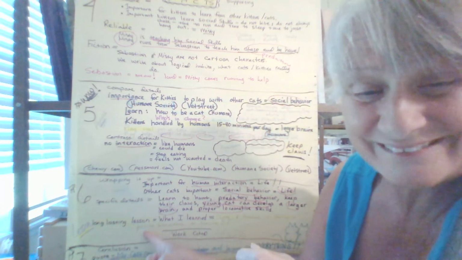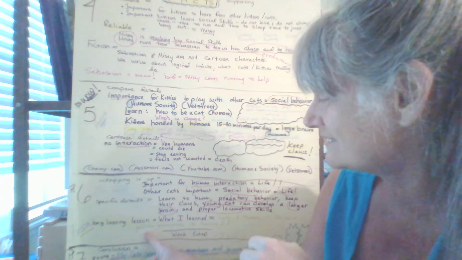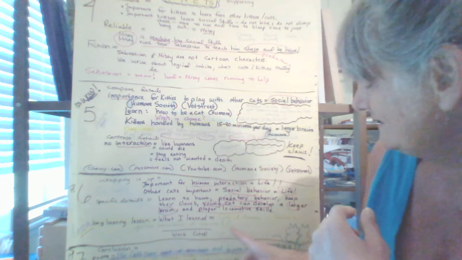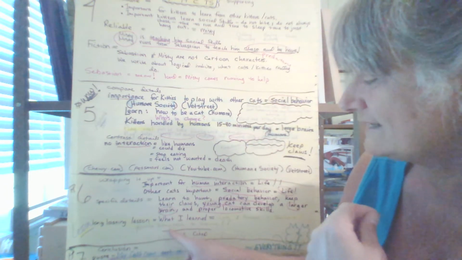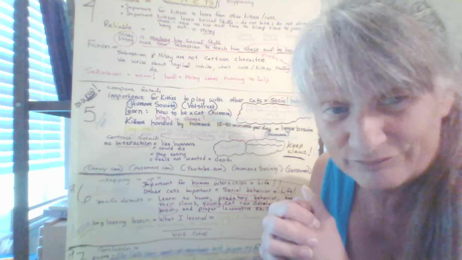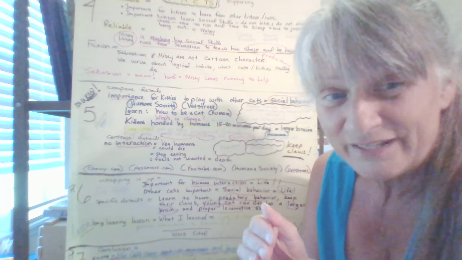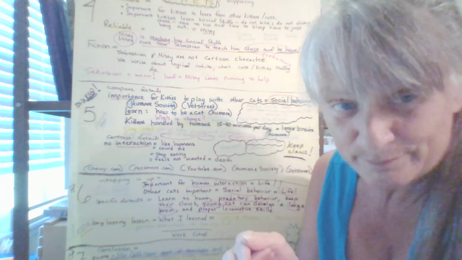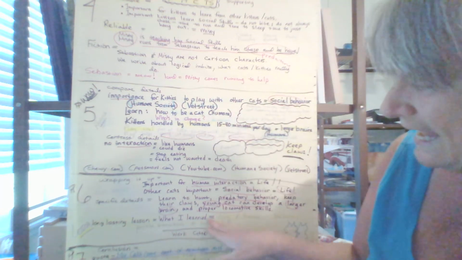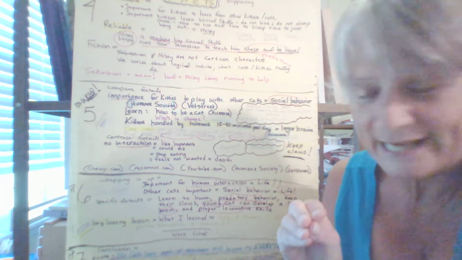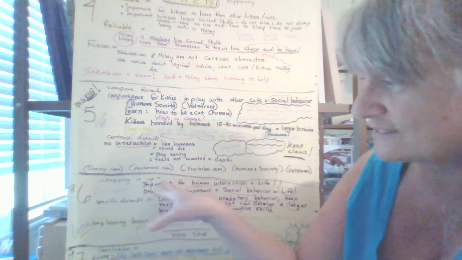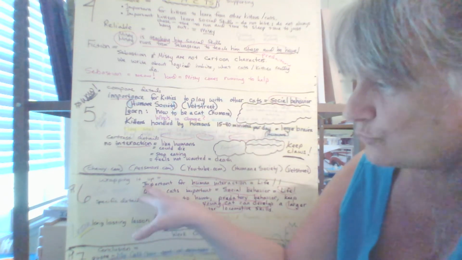The long-lasting lesson. What is the long-lasting lesson? What I learned is cats and humans need similar positive interactions to survive. So we both need each other. We both need companionship. We both need to actually have that interaction. So I'm going to add more details, look up my specific details, and wrap it up.